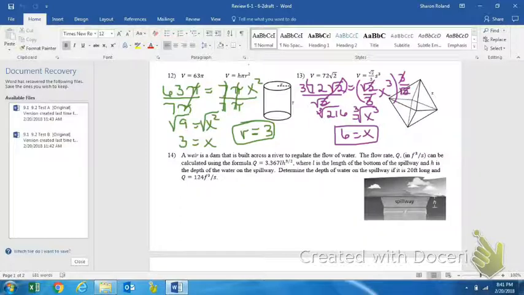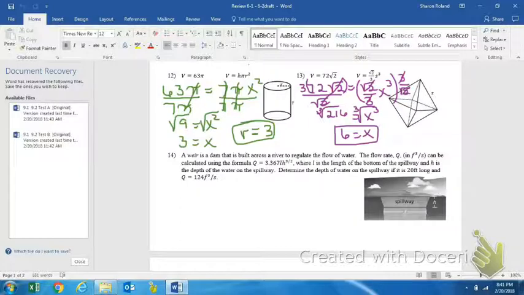Okay, a weir, I think you'd call it weir, is a dam that's built across a river to regulate the flow of water. The flow rate, Q, in feet cubed per second can be calculated by using the formula Q equals 3.367 times the length times the height to the exponent 3 over 2, where L is the length of the bottom of the spillway and H is the depth of the water on the spillway. Determine the depth of the water on the spillway if it's 20 feet long and the flow is 124 feet cubed per second.